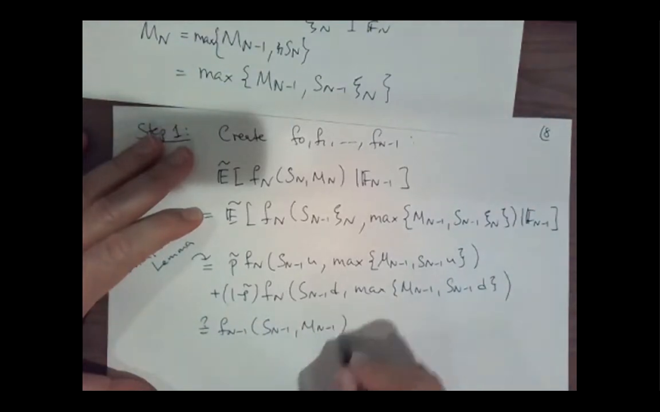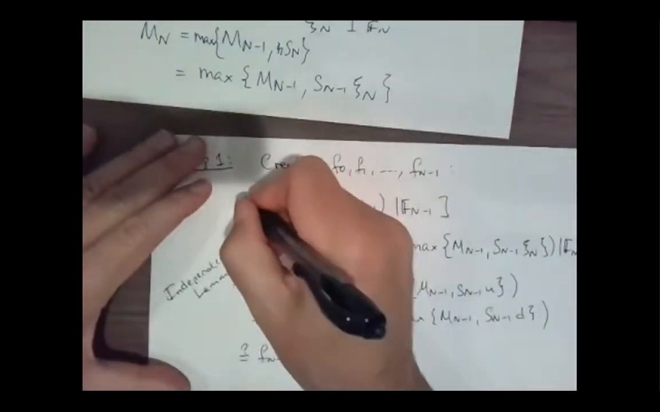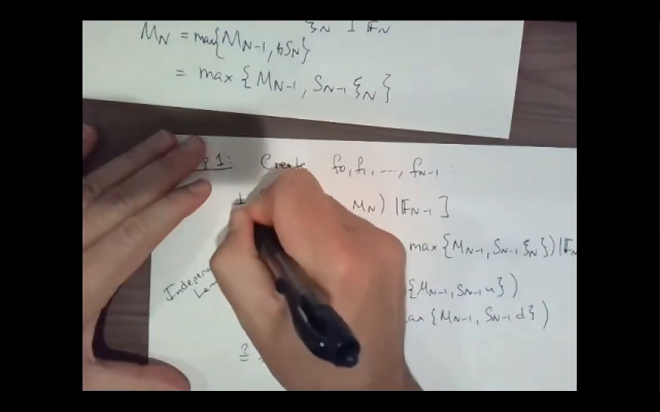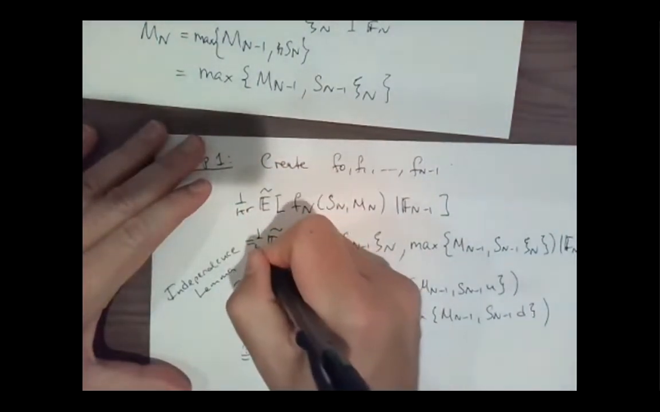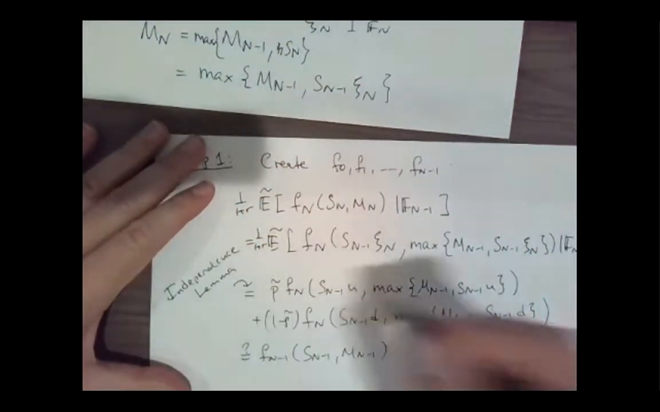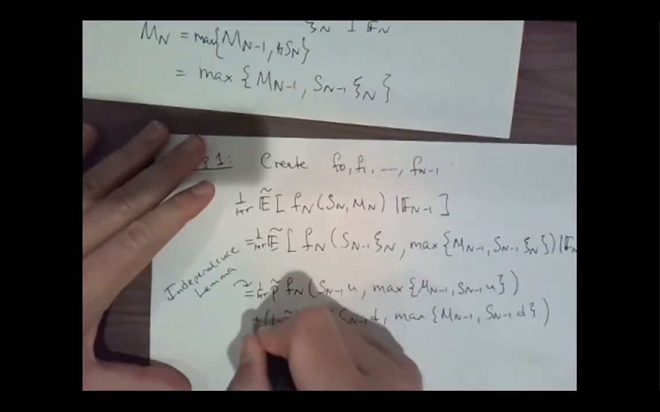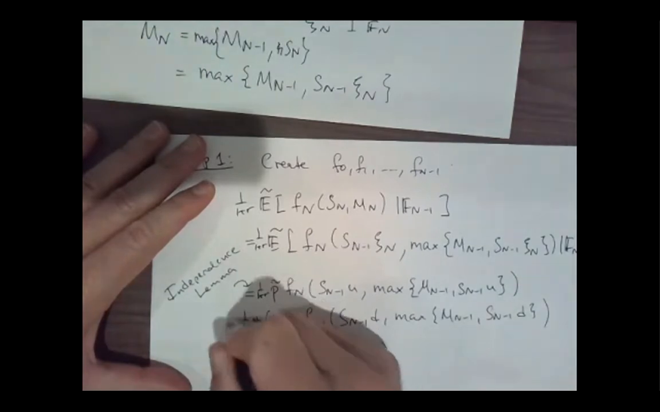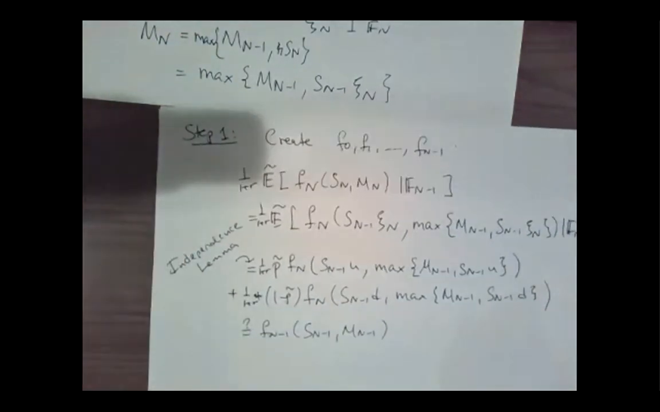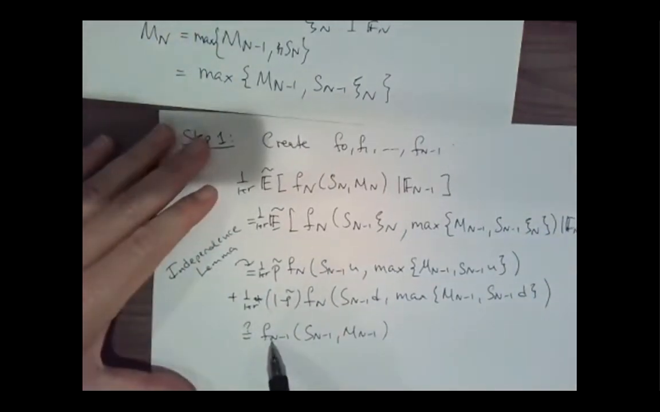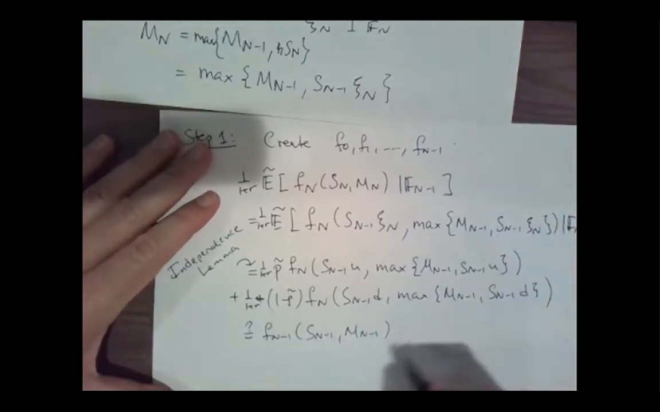I probably need to discount, so we have a discount factor out here too, 1 over 1 plus r. So I want to write this as a function of Sn minus 1 and Mn minus 1. Okay, so how do I do that?